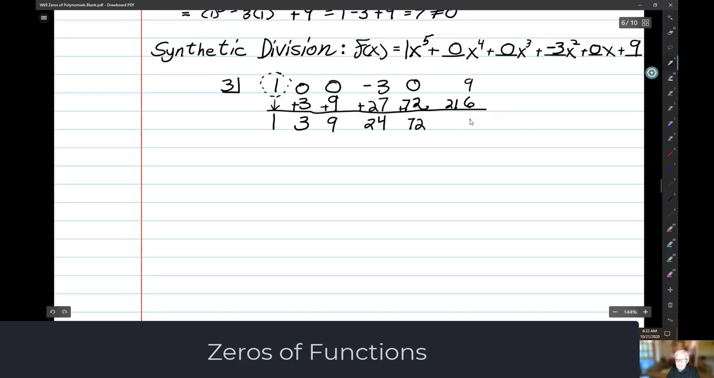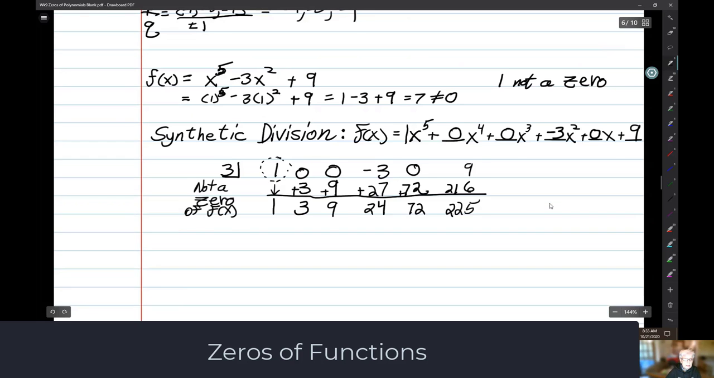And let me erase the 9 there and rewrite it over here. And that gives me 15. 1 plus 1 is 2. Bring down the 2. 225. Okay, looking at this, I know that 3 is not a 0. How do I know? Well, I should say a 0 of f of x.